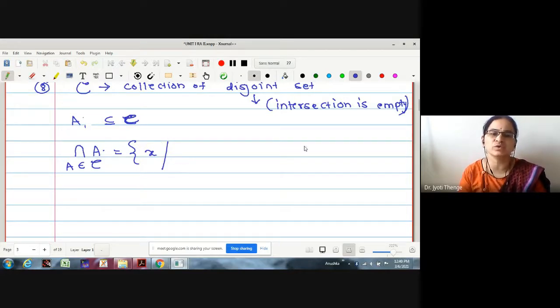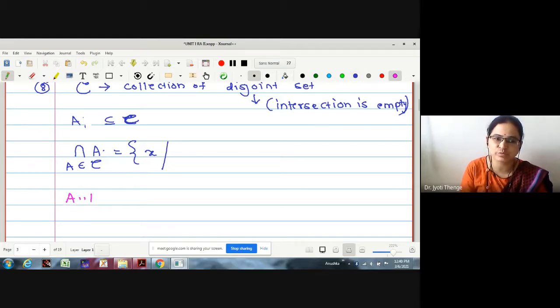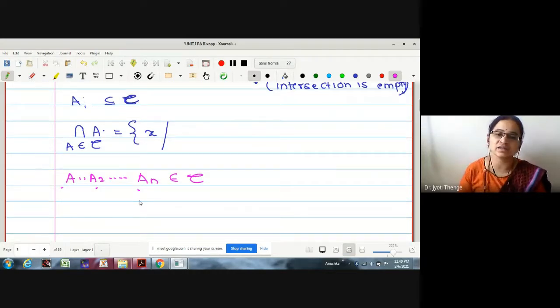Some A1, A2, AN. Suppose I have the elements to be sets A1, A2 to AN in curly C. What is curly C? Disjoint collection of sets, meaning all these sets are disjoint sets. Then if I want to define their intersection, arbitrary intersection, what will it be? This is finite intersection actually, i from 1 to n. How are you going to write it?